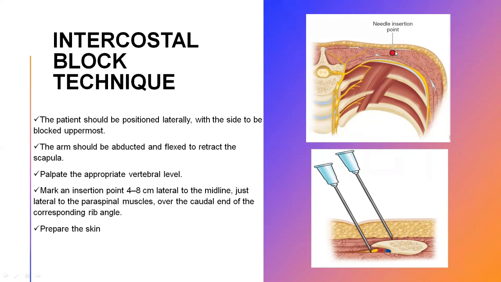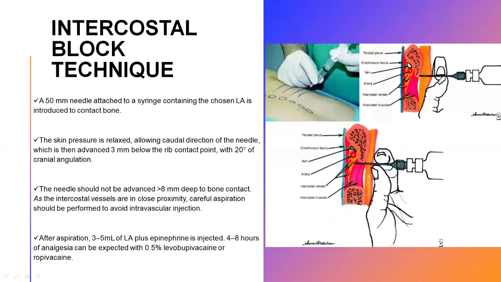Here I have shown it. Here is the point. It should be marked before injecting the needle. Just lateral to the paraspinous muscle, over the caudal end of the corresponding rib angle. Then we should prepare the skin. I'm not going into details of skin preparation.